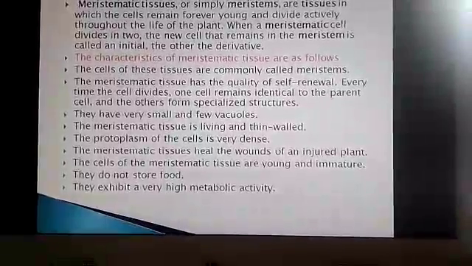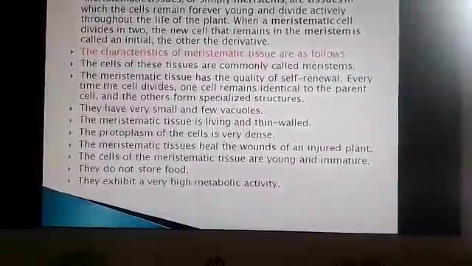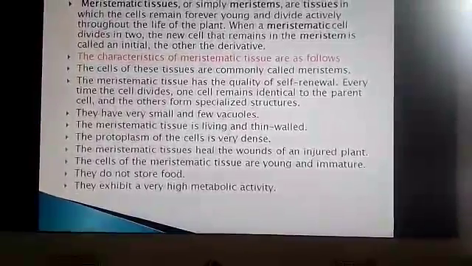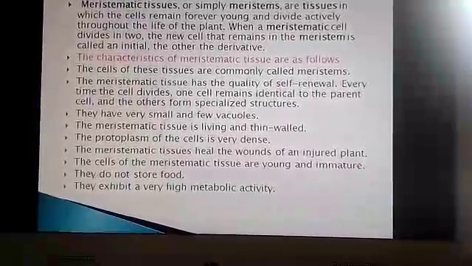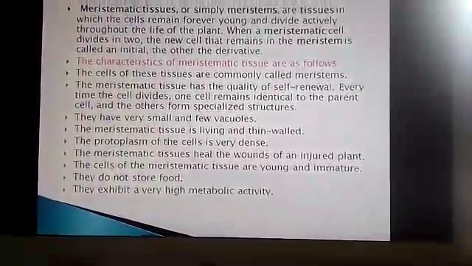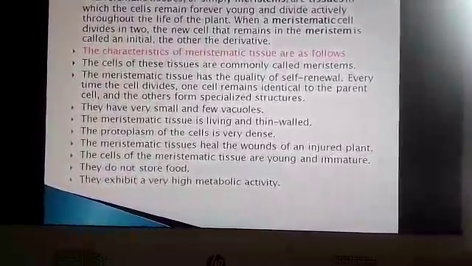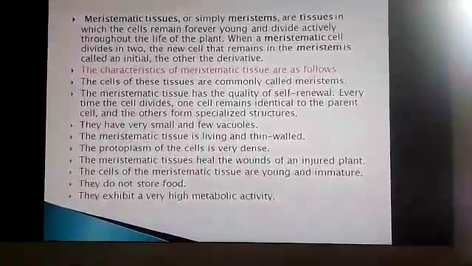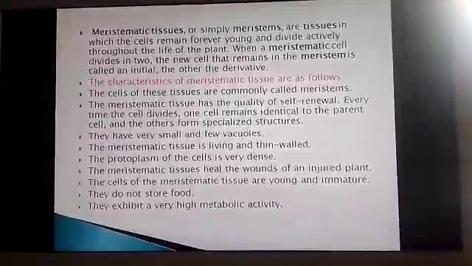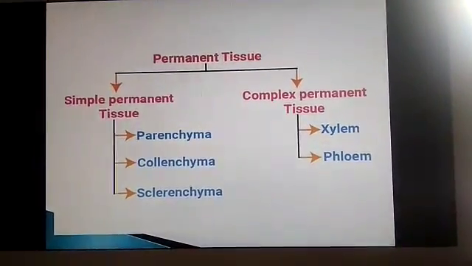The cells of the meristematic tissue are young and immature, so it always remains young. The tissue remains young throughout the lifespan of a plant. And they do not store food. This meristematic tissue will not store food. These tissues exhibit a very high metabolic activity.